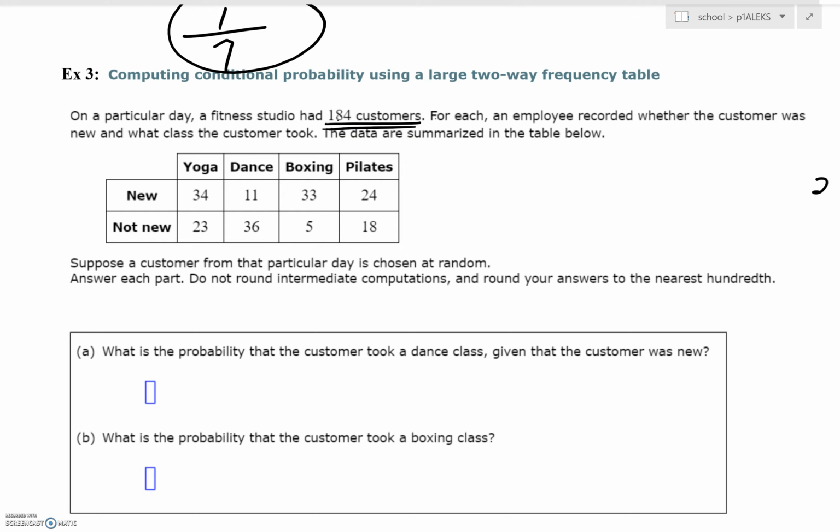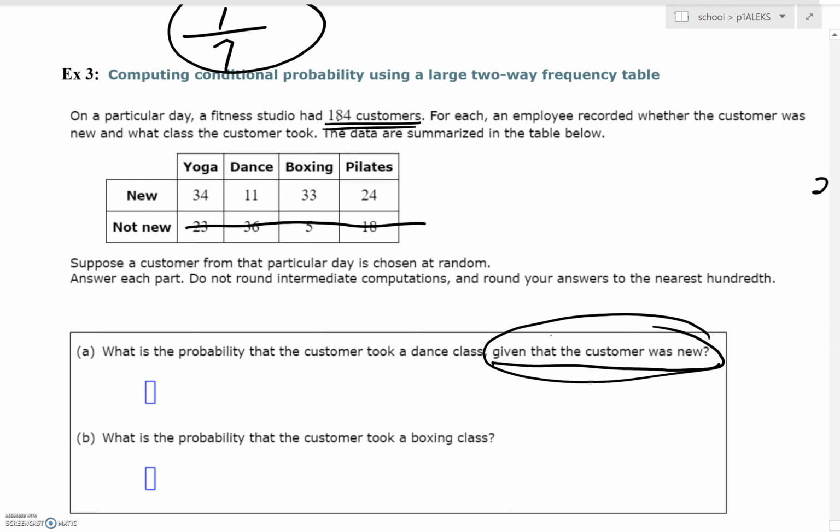And some of them are new customers, some of them are not new, they're returning customers. And we've got people who've taken yoga classes, dance classes, boxing, or Pilates. And what's the probability that the customer took a dance class given that the customer was new? What that means is the not new customers are out of the way. We're not even looking at the returning customers, the not new. Given means you shorten your sample space.